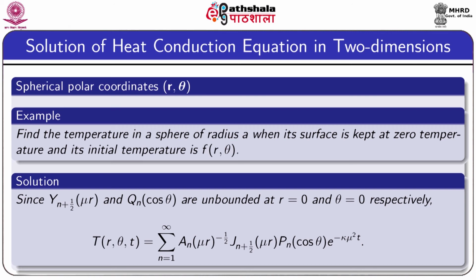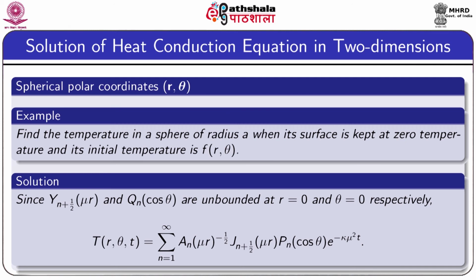Again, we shall take one example from spherical polar coordinates to make the concept more clear. In this example, we have to find the temperature distribution in a sphere of radius a, where its surface is kept at 0 temperature and its initial temperature is given by the function f(r, θ).